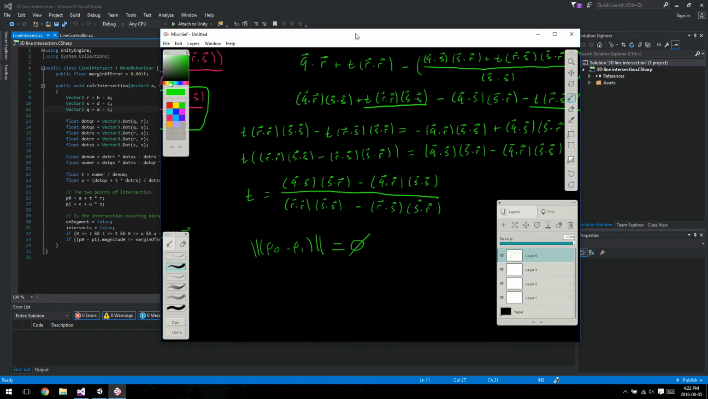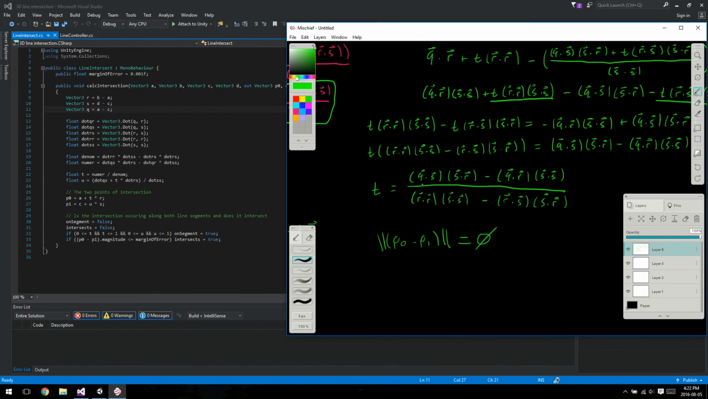Right, so for our t value here, we're calculating a whole bunch of dots. So q dot s is right here, we've calculated that there. Q dot r, we've calculated up there. R dot s is here, and recall r dot s and s dot r are the same thing. So there we are. R dot r is here, and s dot s is here. So we've got all the things covered there with our dot products.